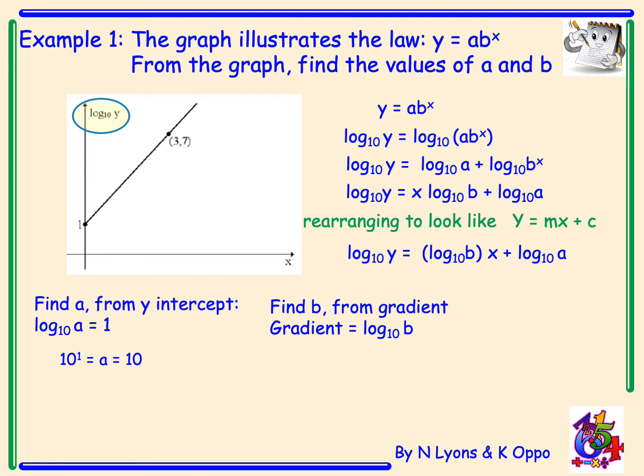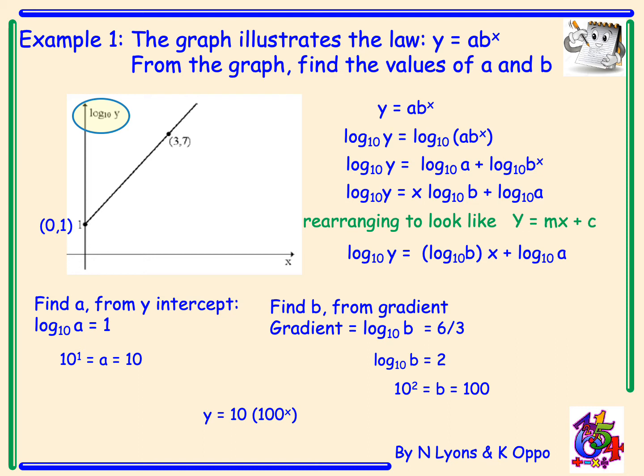So the gradient is going to be change in y over change in x, which is 6 over 3, which is 2. So we've got log b equals 2. So what's b? b is going to be 10 squared, which equals 100. And to finish off, you're going to write out your equation. y equals 10 times 100 to the power x.